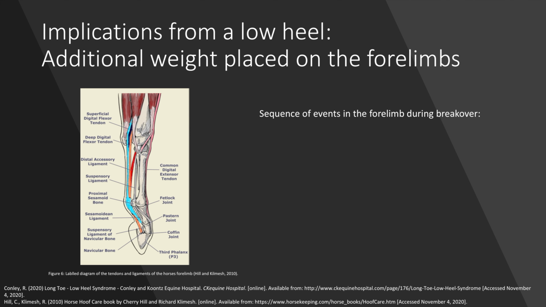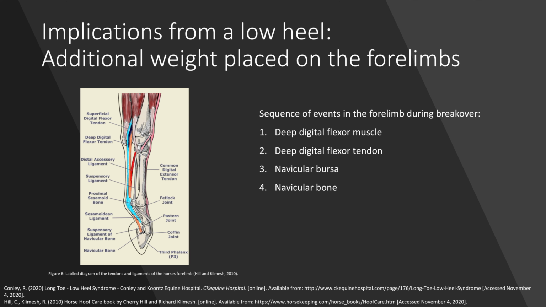The sequence of events during the horse's breakover is: firstly, the deep digital flexor muscles tighten. Next, the deep digital flexor tendon tightens. Pressure is then applied to the horse's navicular bursa. Hydraulic pressure is applied to the horse's navicular bone through the navicular bursa. The distal and proximal suspensory ligaments of the navicular bone tighten. In turn, tension then increases in the insertion of the deep digital flexor tendon. Finally, the coffin bone then rotates in response to these forces and in turn initiates the breakover process.